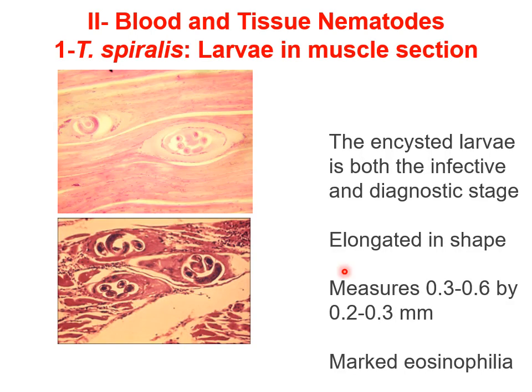The encysted larval stages of Trichinella spiralis usually are the diagnostic stage. Of course, we need to do a biopsy to see them. They are elongated in shape. You can see them spiral inside the striated muscle as well. And that is the characteristic of the infection with Trichinella spiralis.